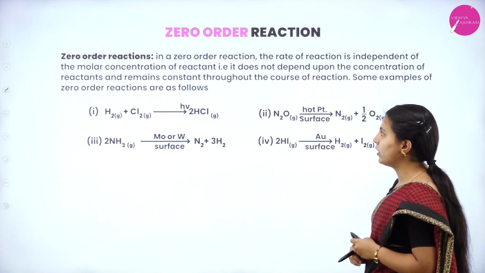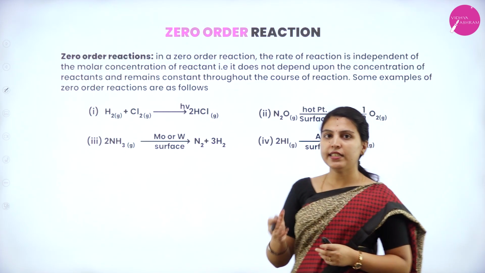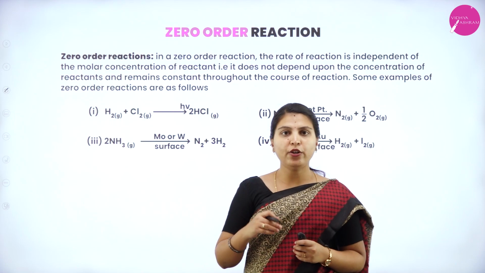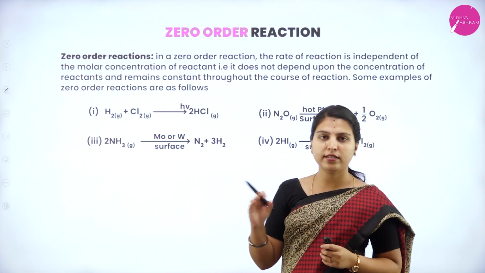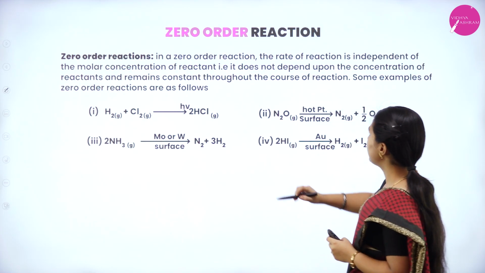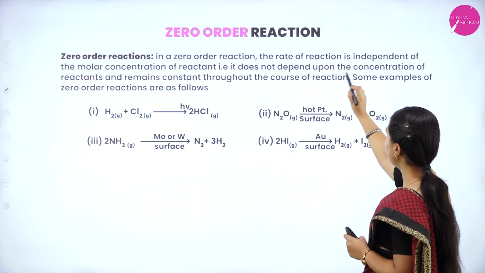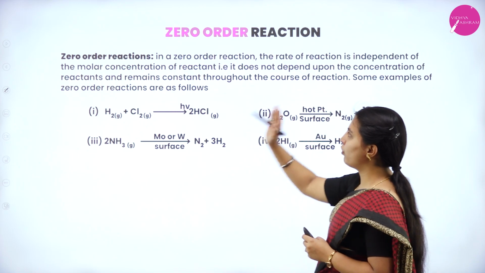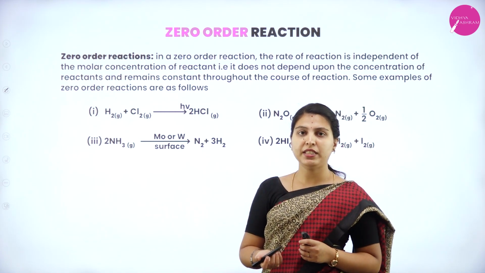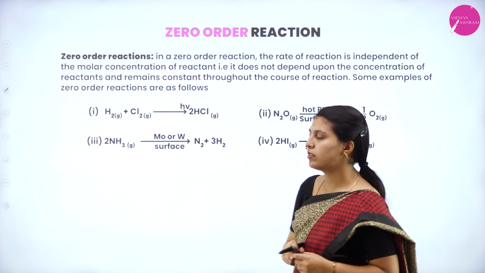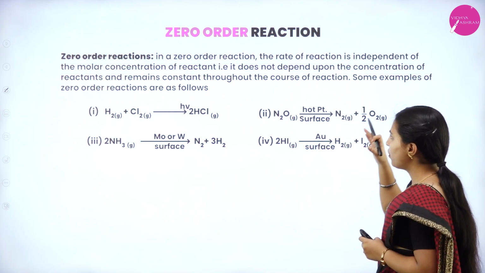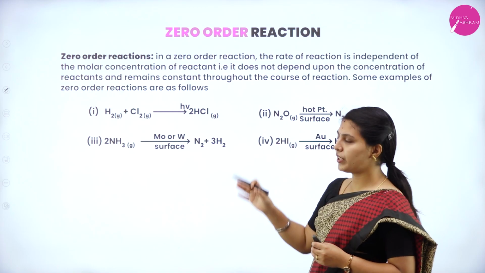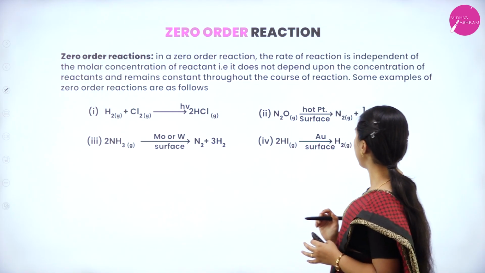Next, zero order reaction. Here, in a zero order reaction, the rate of a reaction does not depend on the concentration of a reactant. See here, in a zero order reaction, the rate is independent of the molar concentration of reactant. Means it does not depend on the molar concentration of reactant, and the concentration of reactant remains constant throughout the course of the reaction.